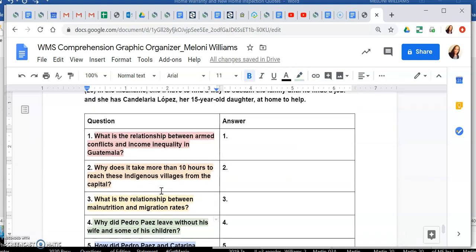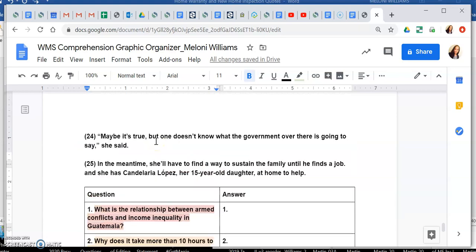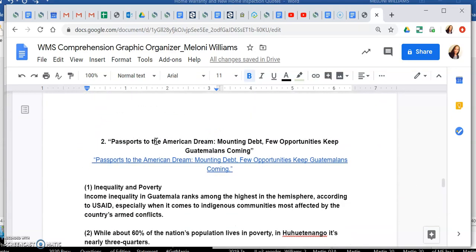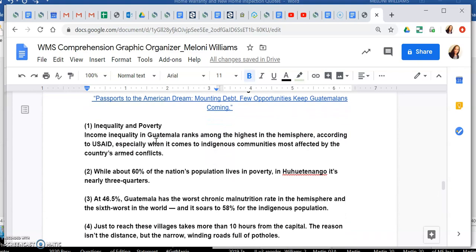All right, and then I'm going to begin answering my questions. I've already read the article once, so I know what it's about. Now I just need to go back and find the textual evidence that supports the answers. So here I'm looking for the relationship between armed conflicts and income equality in Guatemala. Let me go back up and see what my article says. So I see armed conflicts here.